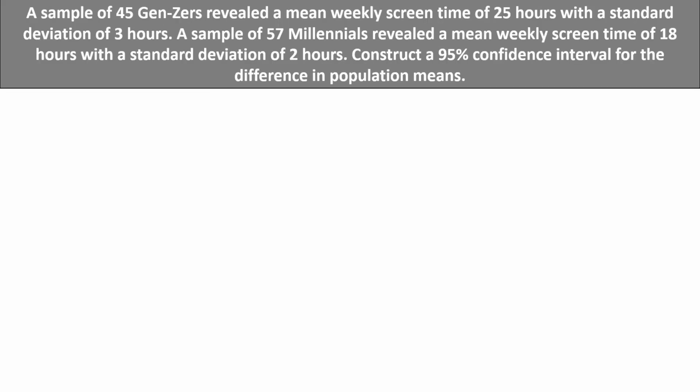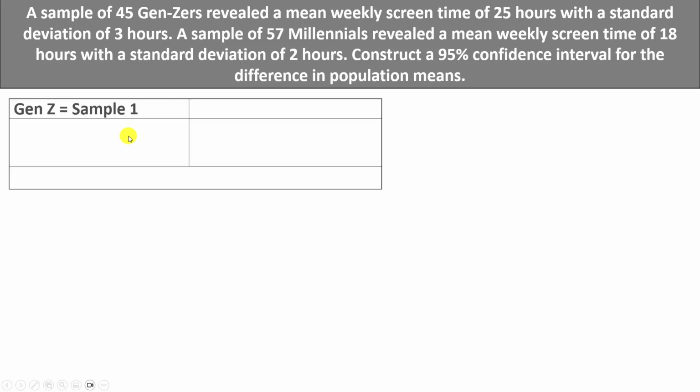Let's take a look at an example. A sample of 45 Gen Zers revealed the mean weekly screen time of 25 hours with a standard deviation of 3 hours. A sample of 57 millennials revealed a mean weekly screen time of 18 hours with a standard deviation of 2 hours. We are asked to construct a 95% confidence interval for the difference in population means. So our first sample is going to be Gen Z, and our second sample is going to be millennials.